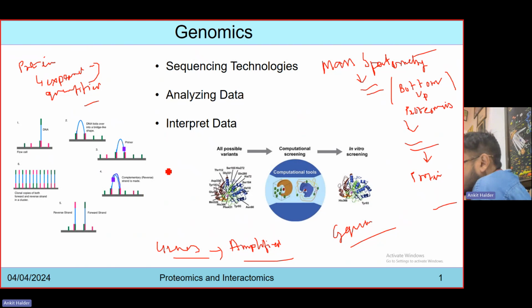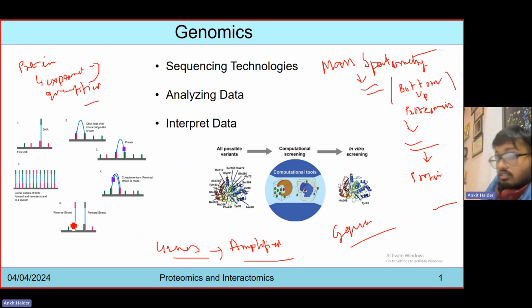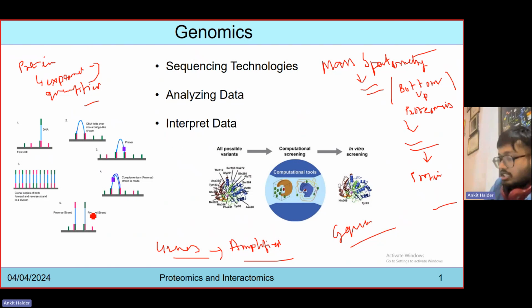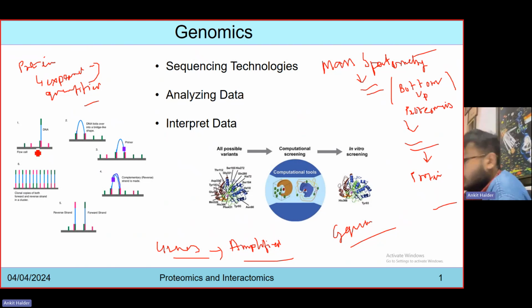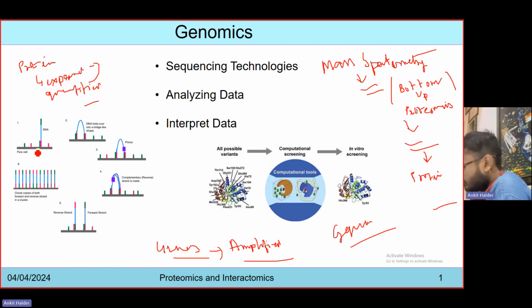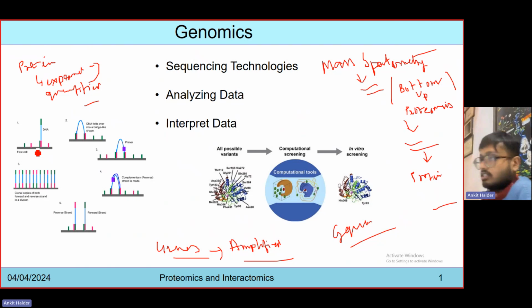But here, for sequence, we need to know what exactly the human genome sequence is, and I think you are all aware of the human genome project, which succeeded in sequencing the human genome completely. Till now, certain modifications are still being found, right? So this is what the sequencing technologies are, and then finally analyzing.